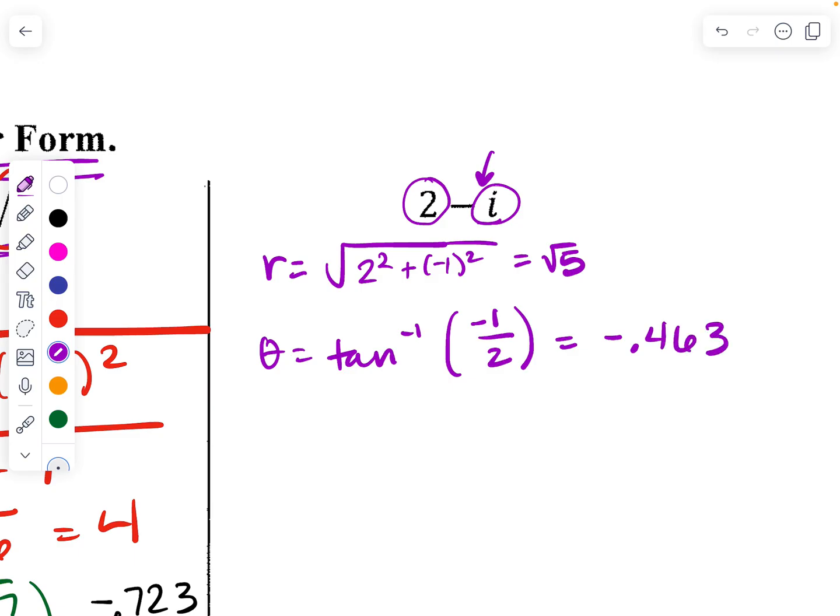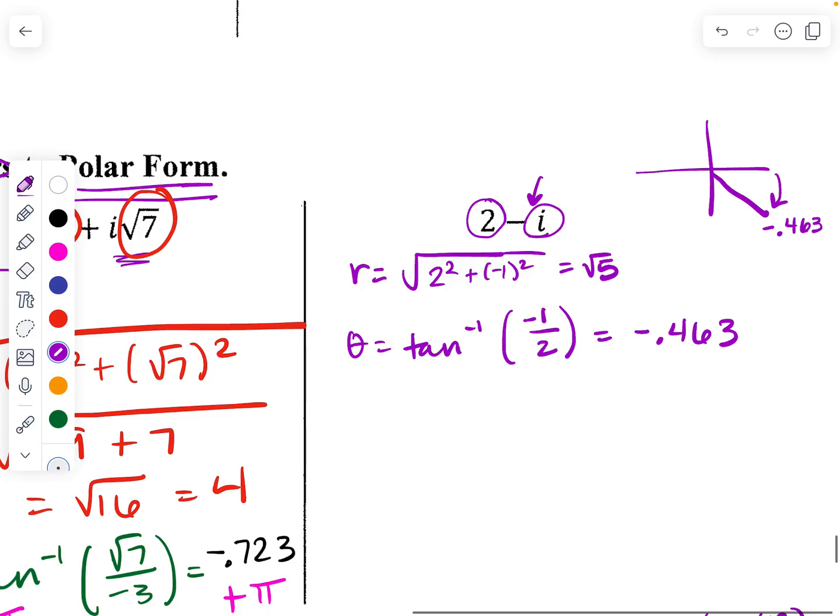So double check again, where are we actually talking about? If we're talking about this point here, 2 is in the positive x direction, negative i is in the fourth quadrant, it's down here. So we know we're talking about theta here, which is fine that they gave it to me as negative 4.63.